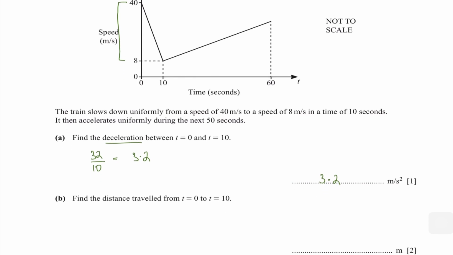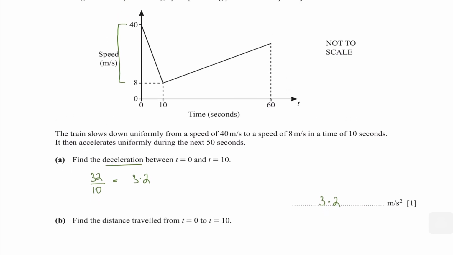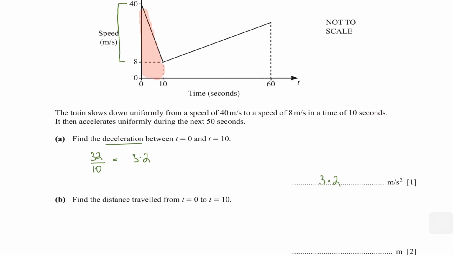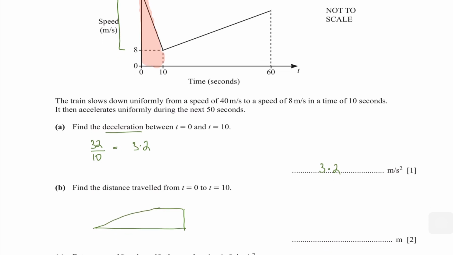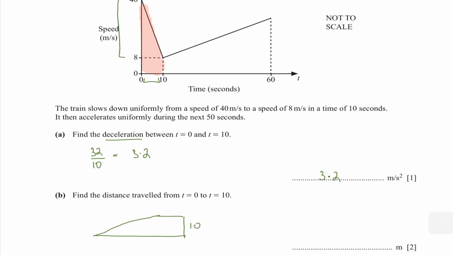Find the distance traveled from t equals 0 to t equals 10. The shape that we have from t equals 0 to t equals 10 is a trapezium. It may not look like a trapezium to you right away, but if you rotate it 90 degrees clockwise or anti-clockwise, you will know what I mean. If I rotate it 90 degrees anti-clockwise, this is what it is going to turn into. The height of the trapezium is going to be this, which is 10. The two parallel lengths: the longer one is going to be 40, the shorter one is going to be 8. Here's the shorter one, you can see that this is 8, and here's the longer one, you can see that this is 40.